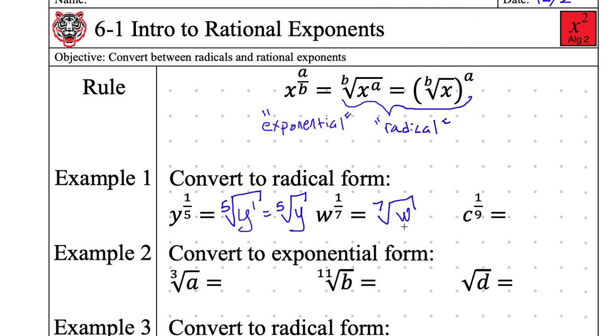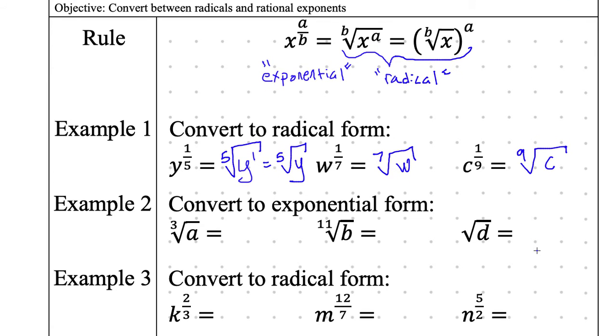The 7th root of w is correct. Thank you, Beverly. Try it again, Colby. It is indeed the 9th root of c. So far, so good. All right, let's try going the other direction.